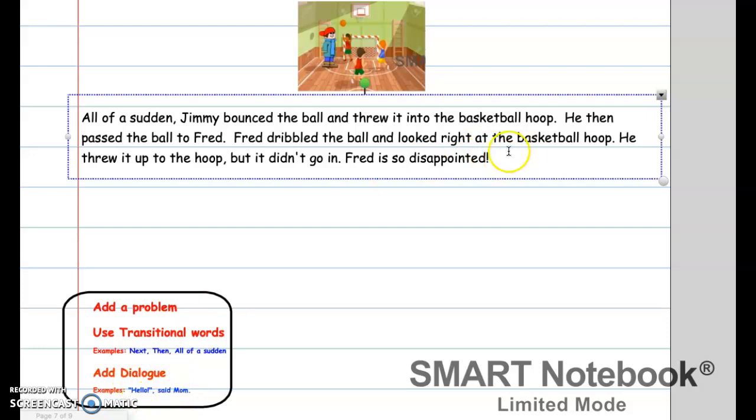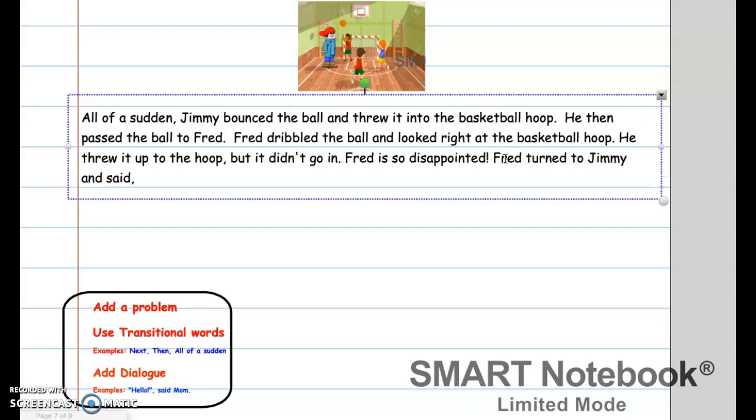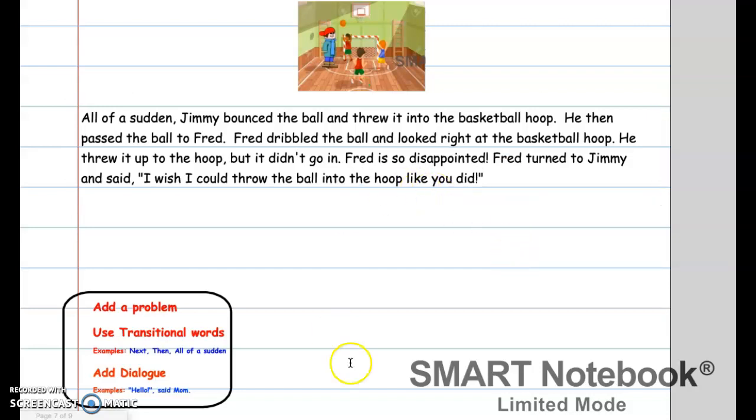Okay, I have my transitional word, I have my problem, but I forgot to add my dialogue. So I think I could add it right after. I think that would make sense. So now, Fred turned to Jimmy and said, "I wish I could throw the ball into the hoop like you did." Okay, so I think we have everything.